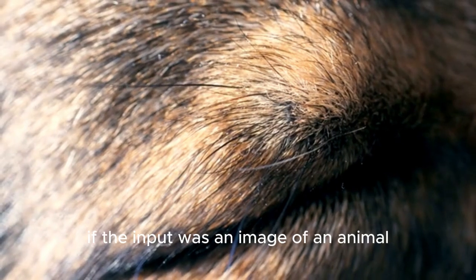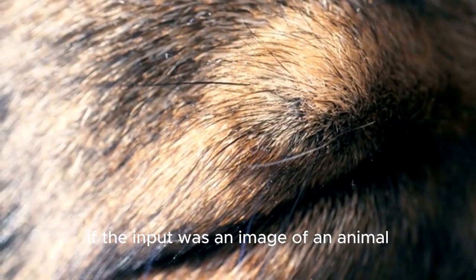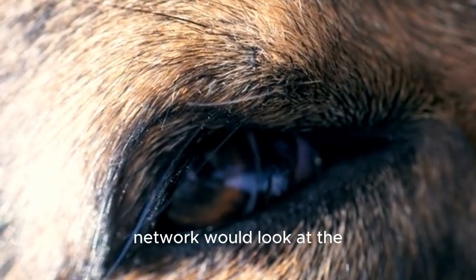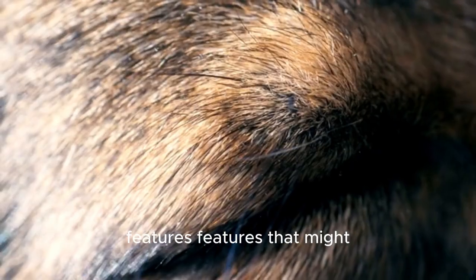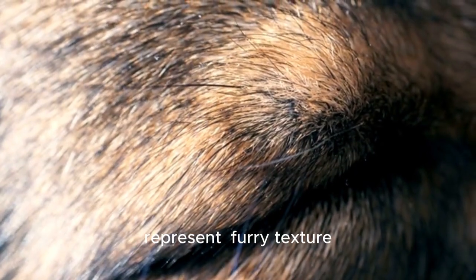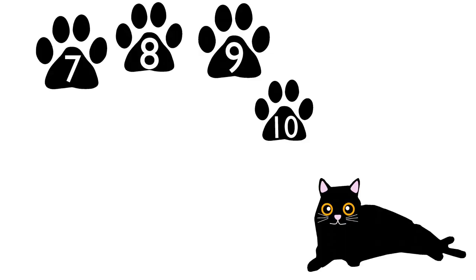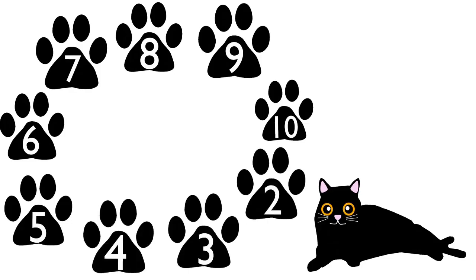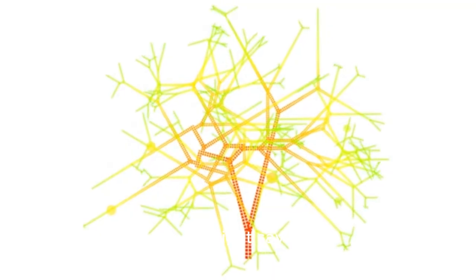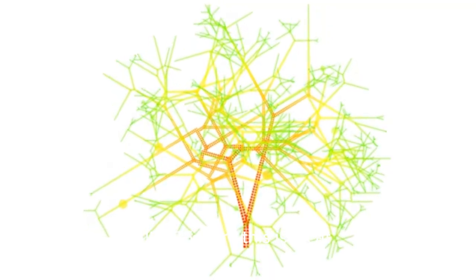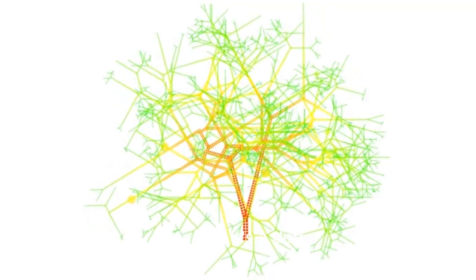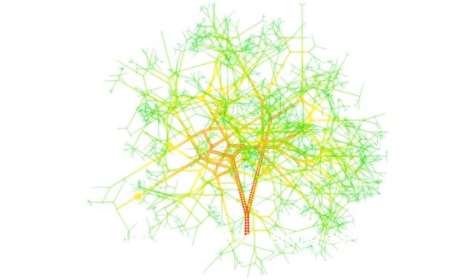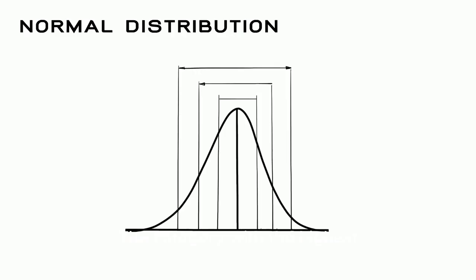For example, if the input was an image of an animal, this part of the network would look at the features that might represent furry texture. It might say, I'm 95% sure this is a cat, 4% sure it's a dog, and 1% sure it's something else. The category with the highest probability is the network's final prediction.